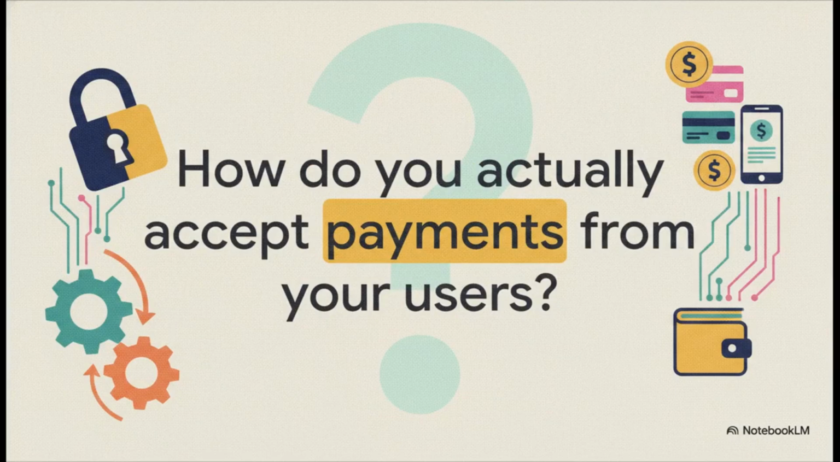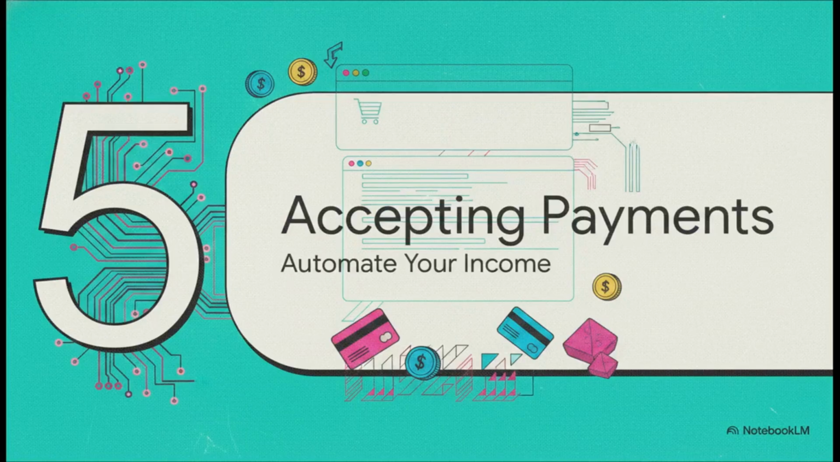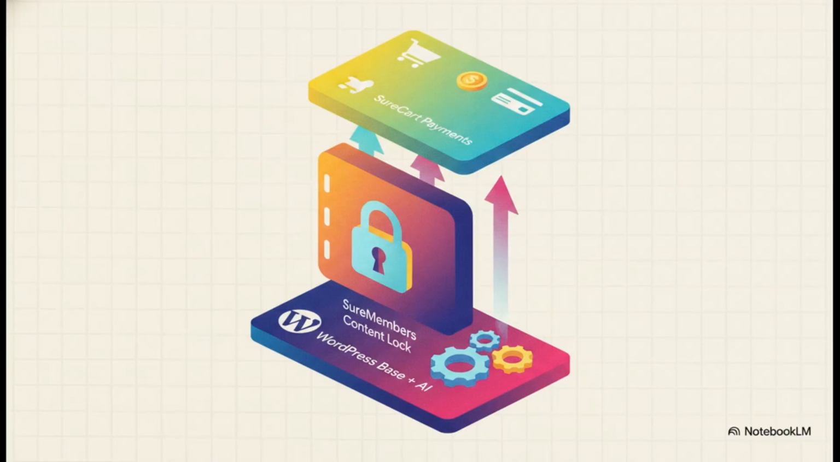Now, locking the content is vital for sure, but it's really only half the battle. We need a secure, totally automated way to actually collect the money when they do decide to buy. Which leads us to our final step, Section 5, Accepting Payments Setup. Here is exactly how we automate your income. Take a look at this. This is your complete, lightweight monetization stack all in one place.